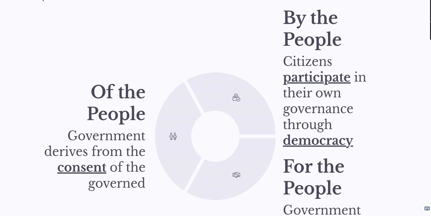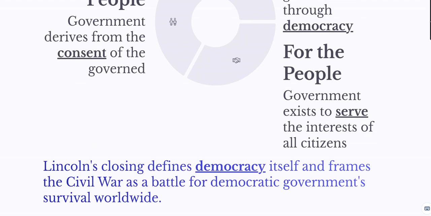So consent of the people is needed, and by the people refers to the citizens' participation in their own governance through democracy. So this refers to the voting rights the people have, so that they can participate and choose the leader whom they want to be ruled by. And for the people refers to the government existing to serve the interest of the citizens. So government is actually present to serve the people. It is for the people actually, he says. And Lincoln's closing defines democracy itself and frames the Civil War as the battle for democratic government's survival worldwide.